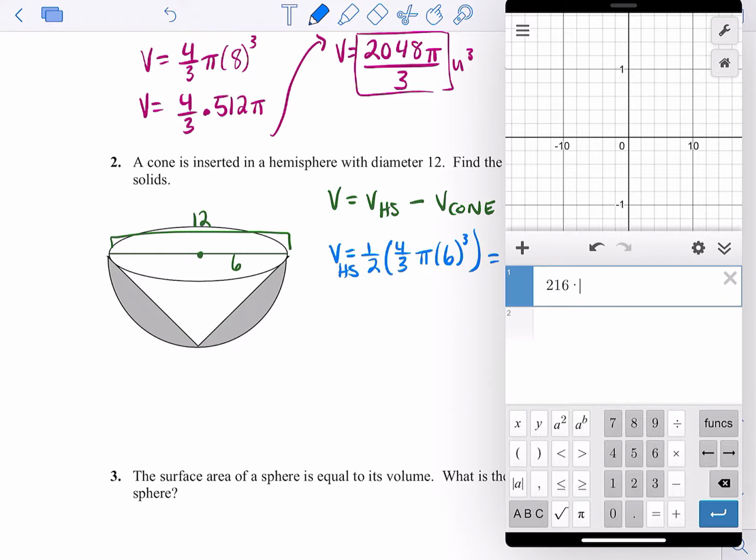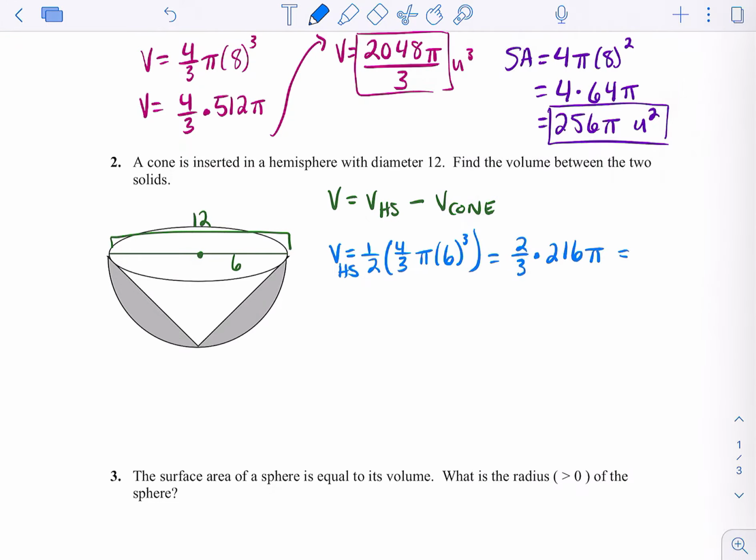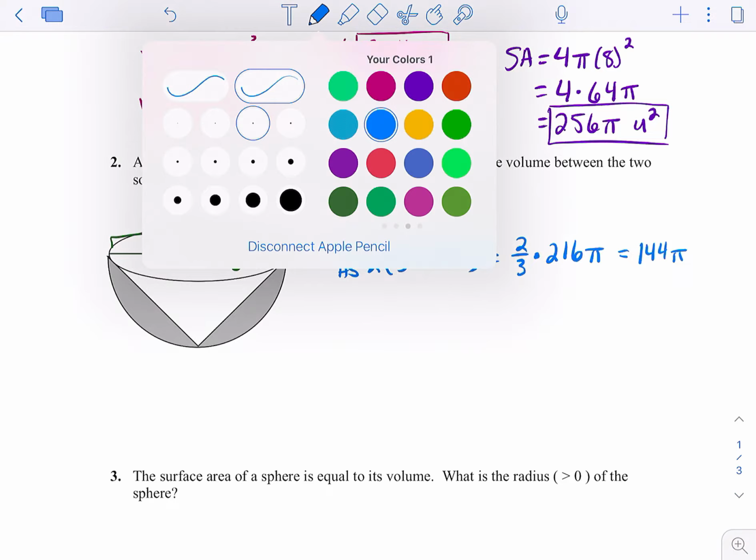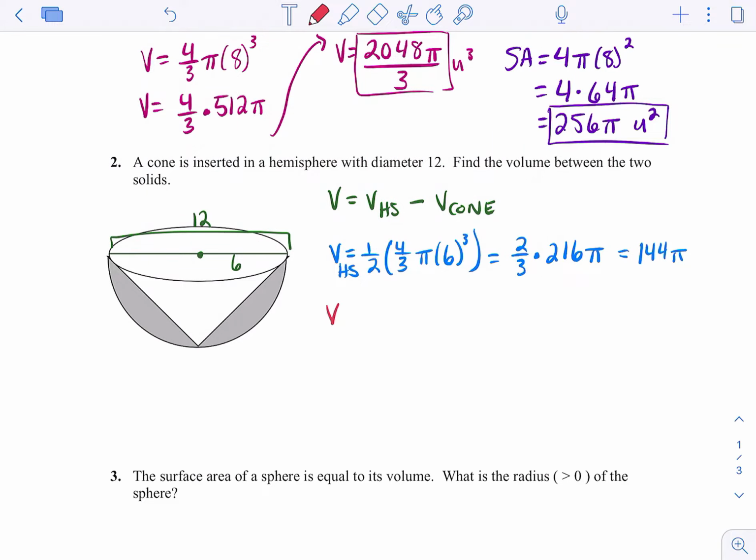216 times 2 divided by 3. And nice, look at that, we get a whole number, 144 pi. So that's our hemisphere, 144 pi. Let's go ahead on to our cone.